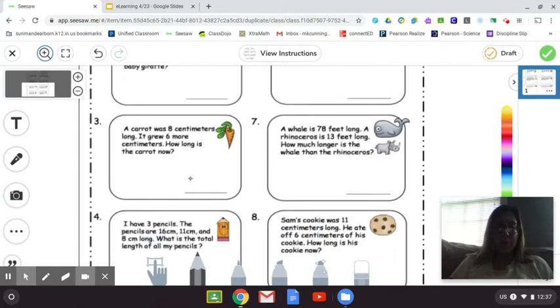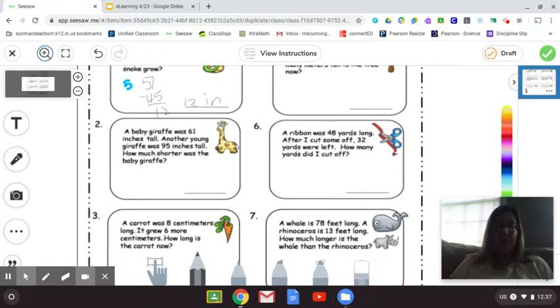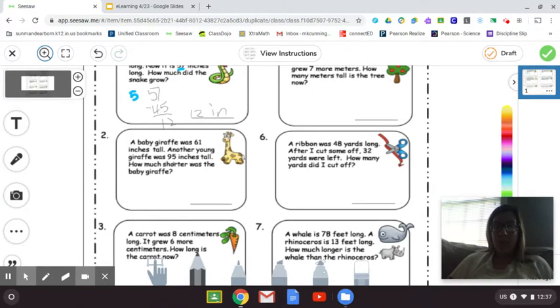Number 2. A baby giraffe was 61 inches tall. Another young giraffe was 95 inches tall. How much shorter was the baby giraffe? Okay, so again, we need to figure out how much shorter. So we know one was 95 and one was 61. So we need to subtract here.